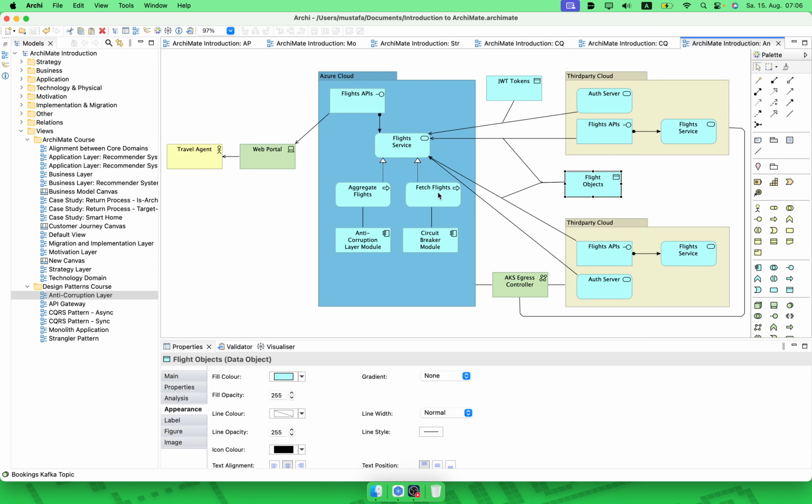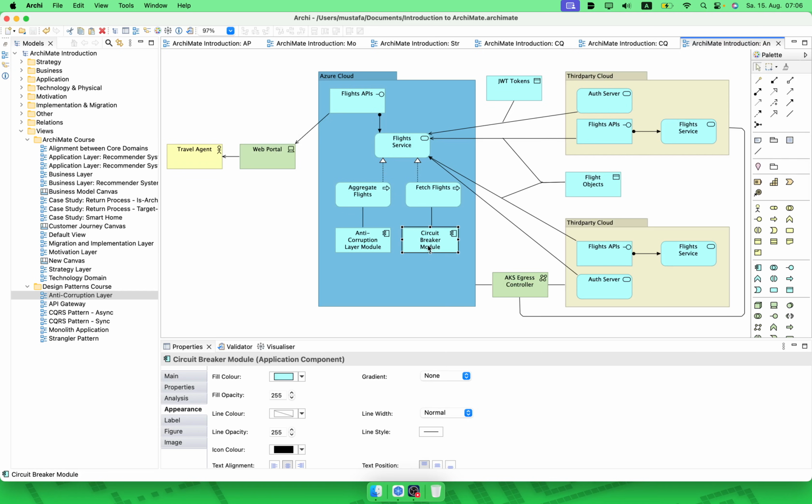We have here two processes that need to be performed by the flight service. Actually, there are three because it first needs to authenticate, but this is part of the fetch flight. For the sake of simplicity, we focus on one more pattern here, the circuit breaker module. Let's say that one of the partner flight systems is down for maintenance or due to an incident. Whatever the reason, we cannot query the data from the flight APIs on one of the third-party clouds.